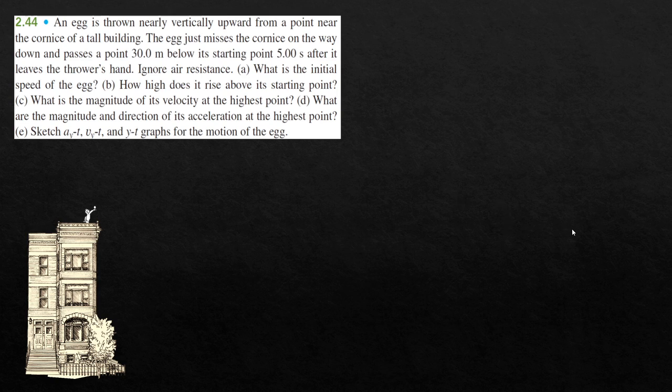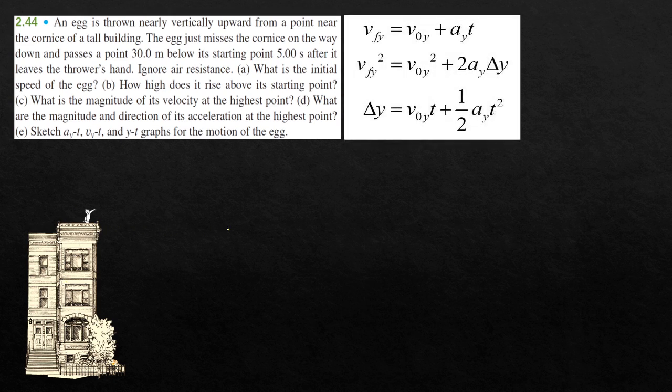So in this case, our representation would be given here at the bottom. The egg was thrown nearly vertically upward and it almost misses the cornice. So we have our three kinematic equations. I would label them this one as equation 1, equation 2, and equation 3.